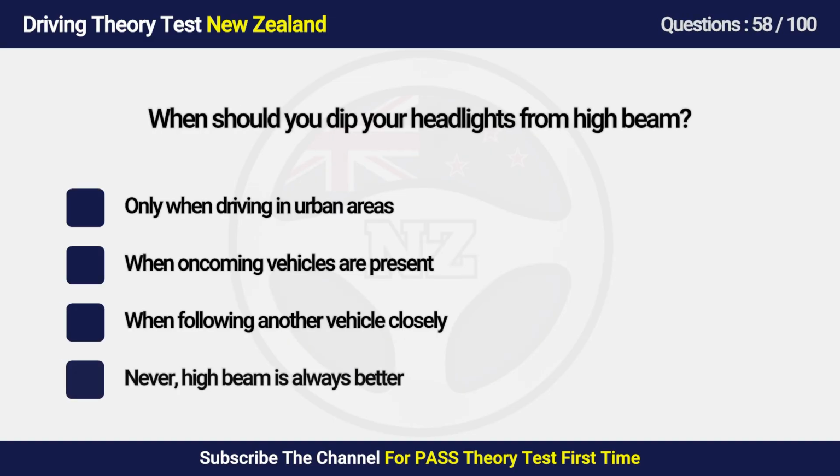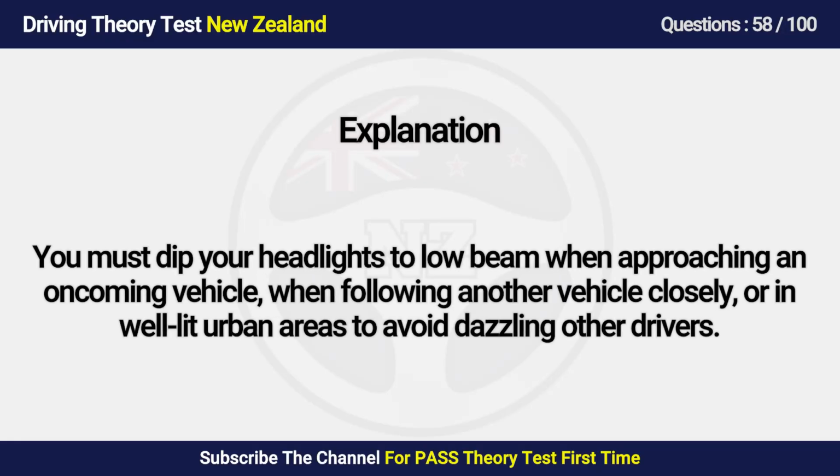Question 58. When should you dip your headlights from high beam? A. Only when driving in urban areas. B. When oncoming vehicles are present. C. When following another vehicle closely. D. Never. High beam is always better. Answer is B. When oncoming vehicles are present. You must dip your headlights to low beam when approaching an oncoming vehicle, when following another vehicle closely, or in urban areas to avoid dazzling other drivers.